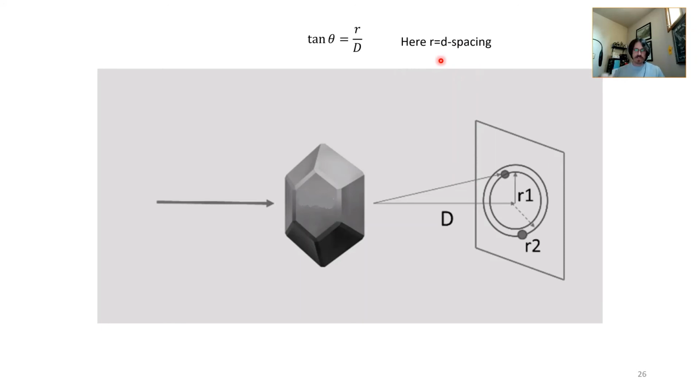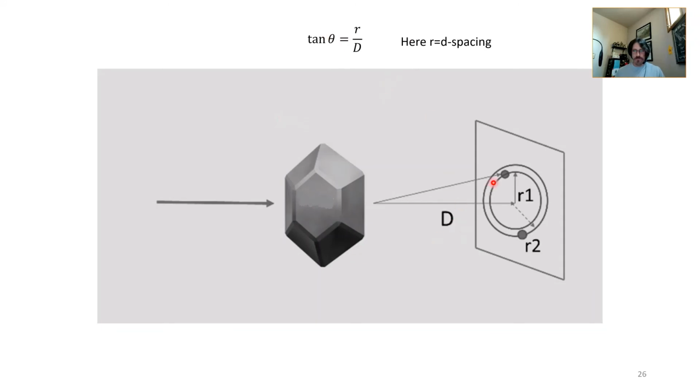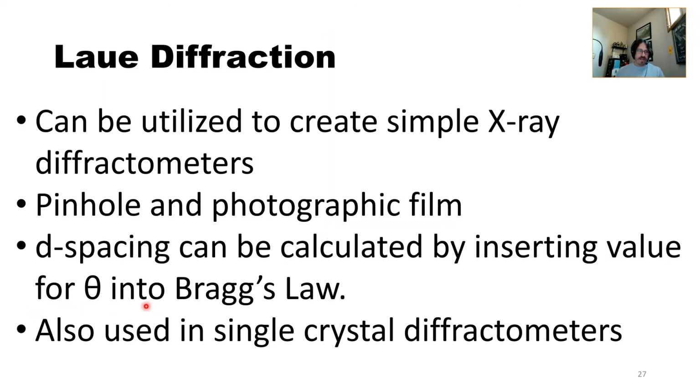To get the actual d spacing or lattice parameter, you could then plug that into Bragg's law. So you can solve for theta based on your measurements, plug that theta into Bragg's law. So Laue diffraction, you can use it to create simple X-ray diffractometers, pinhole and photographic film. The actual d-spacing can be calculated by inserting the value for theta into Bragg's law. And it's also used in single crystal diffractometers, as I've mentioned before.